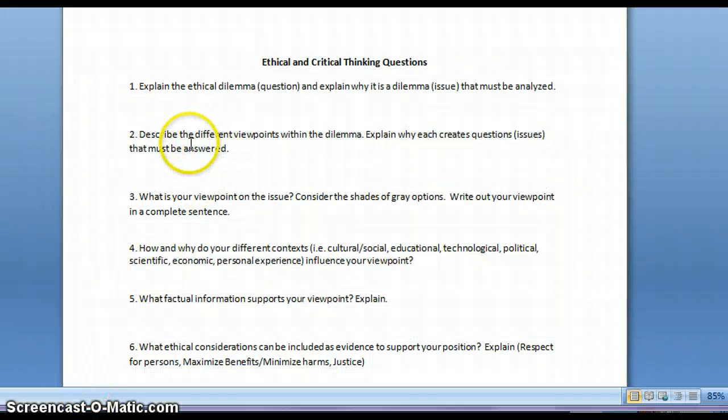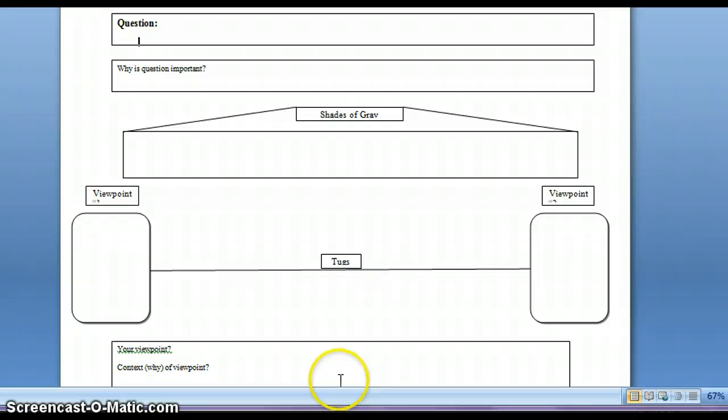Question number 2 is describe the different viewpoints within the dilemma or the question. Explain why each creates questions or issues that must be answered. If again you go back to the first page of the worksheet, remember we had your 2 extreme viewpoints as well as our shades of gray.